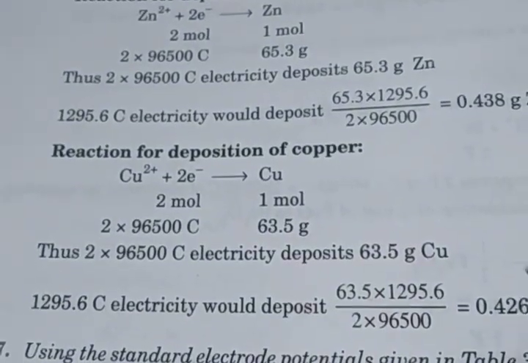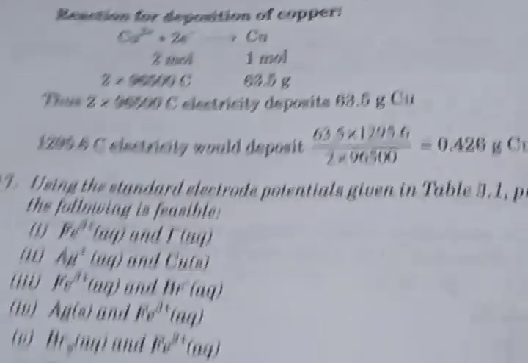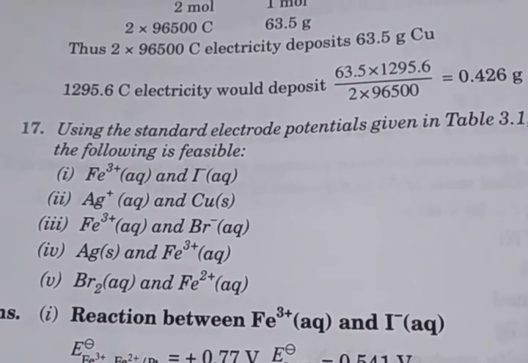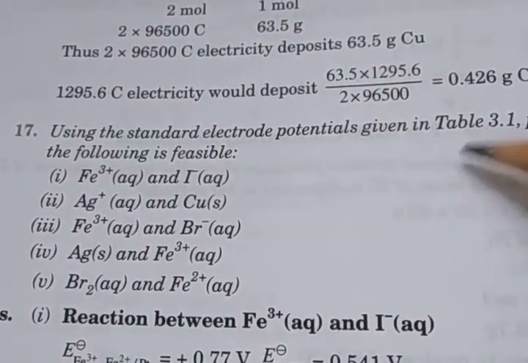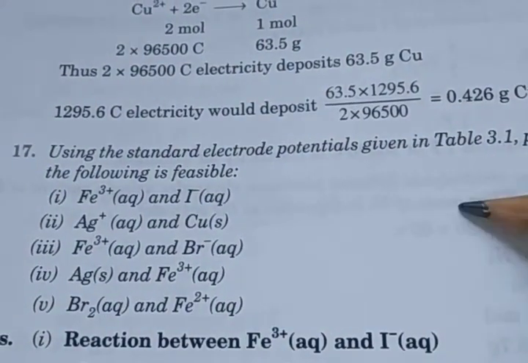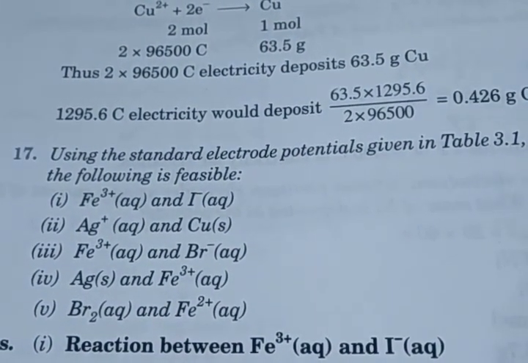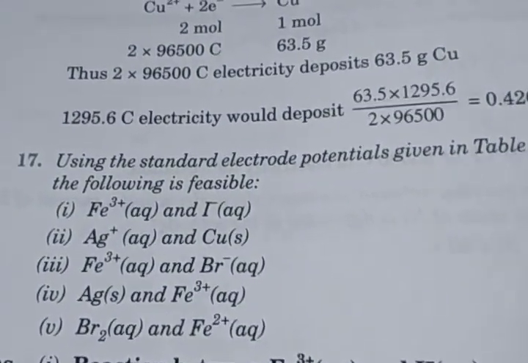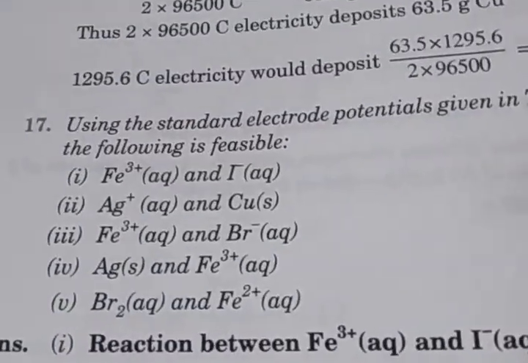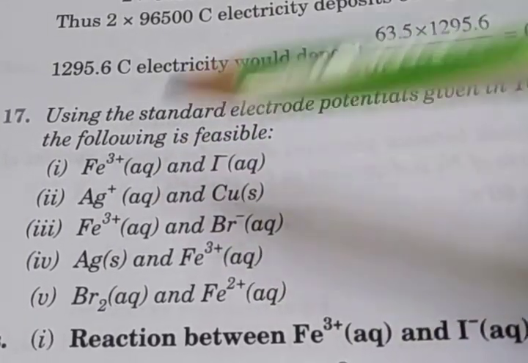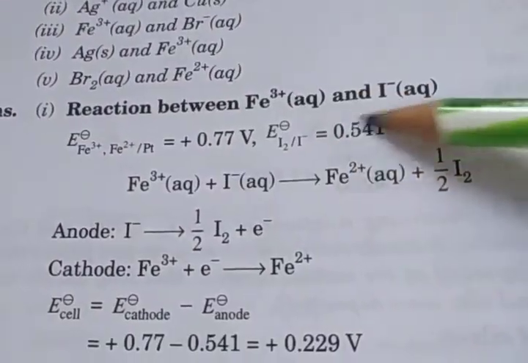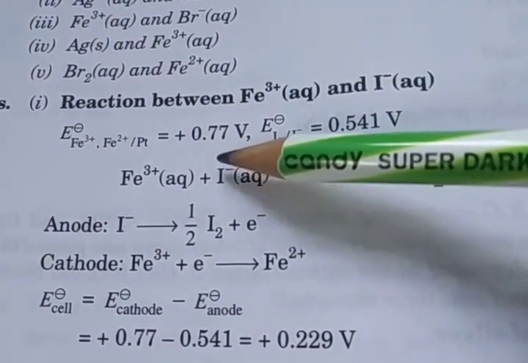Then question number 17. Using the standard electrode potential given in table 3.41. First you see the electrode potential, and in board exams the electrode potential values are already given. First given are Fe3+ and I-. For the reaction between Fe3+ and I-, first we have to see the potential values.